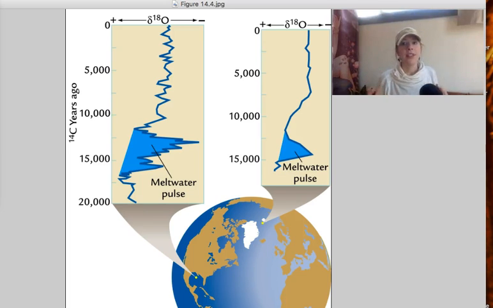Now, this del 18O is the oxygen isotope ratio, so that's looking at the ratio of oxygen 18 to oxygen 16, and it's looking at that compared to a standard ratio of oxygen 18 to oxygen 16, and that standard is VSMOW, the Vienna Standard Mean Ocean Water standard, and that's set at 0 per mil.